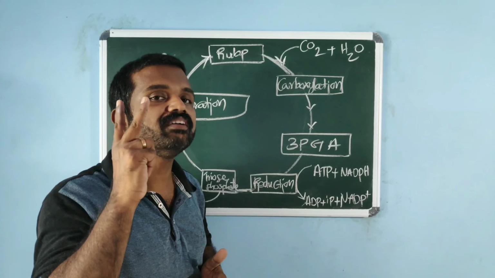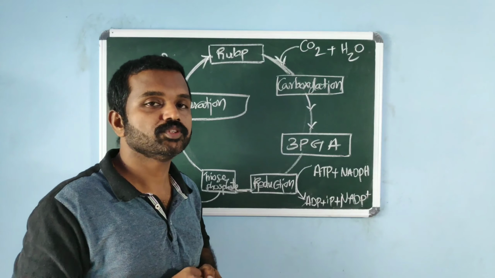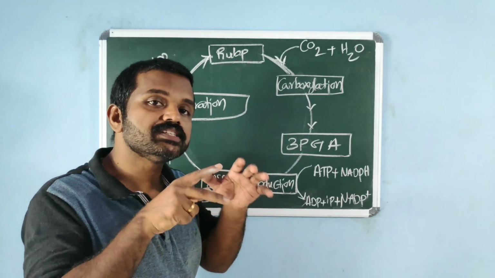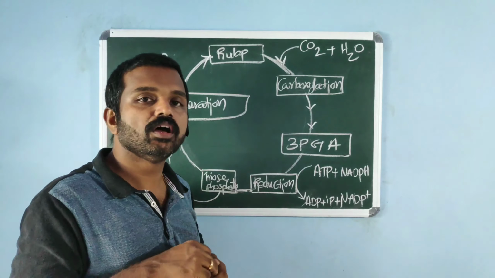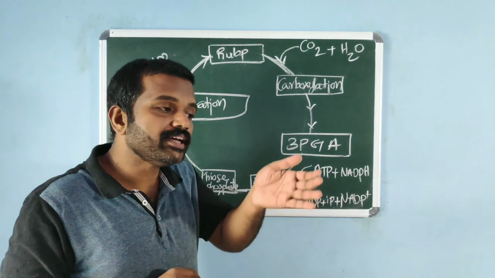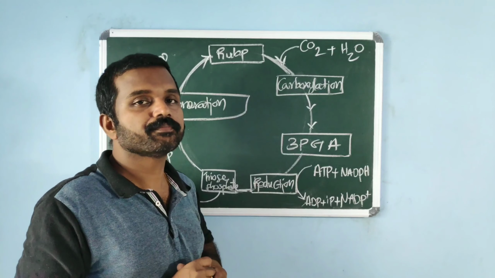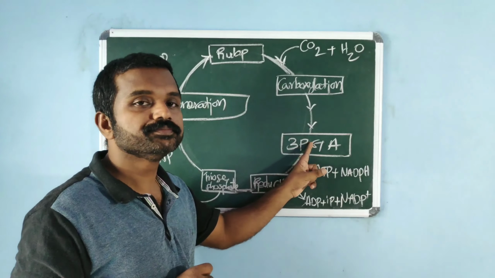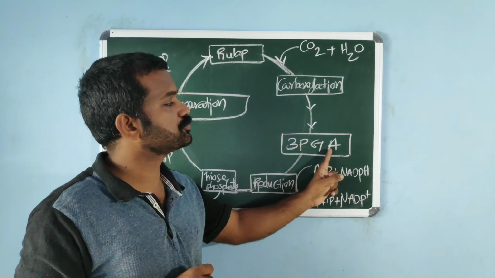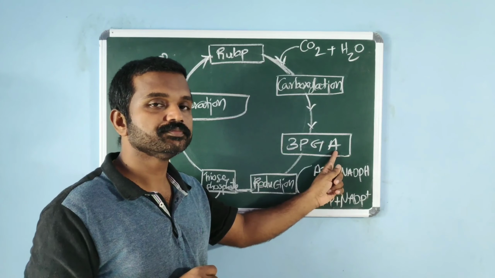It is a bifunctional enzyme. Usually enzymes are highly specific, but this enzyme has 2 functions, both carboxylase activity and oxygenase activity. So this is the first step, formation of 3-phosphoglyceric acid.